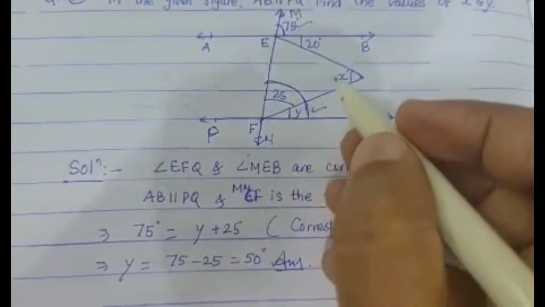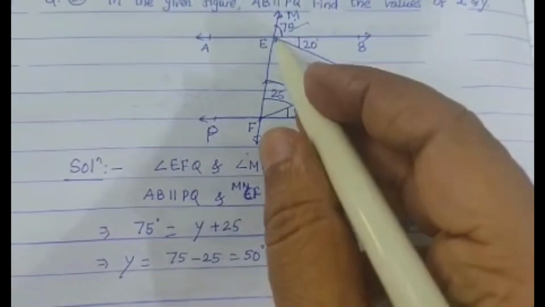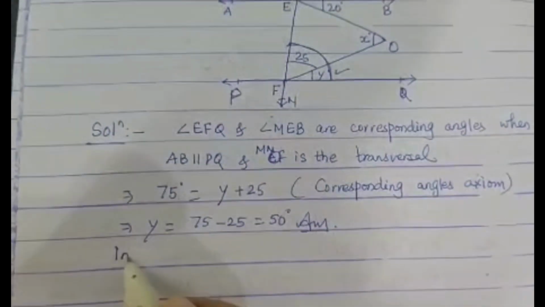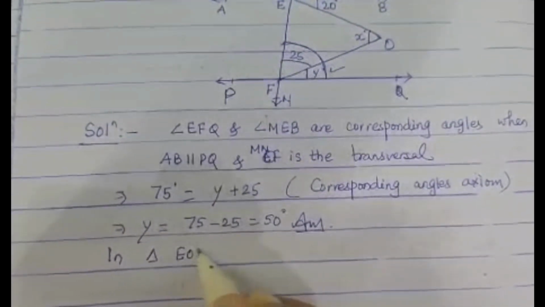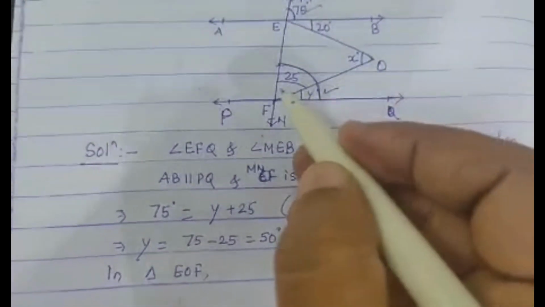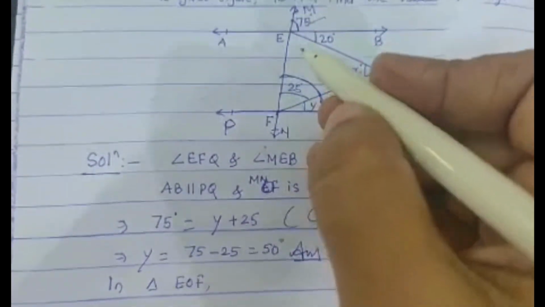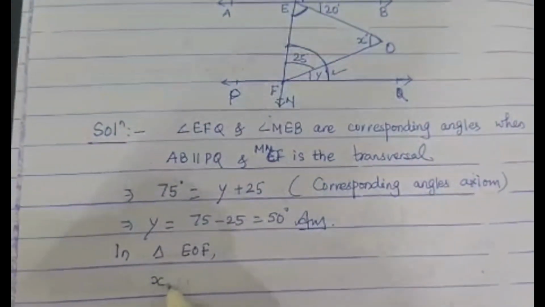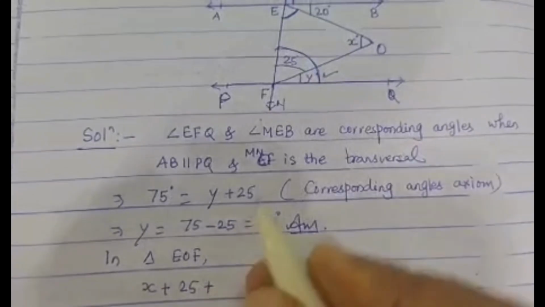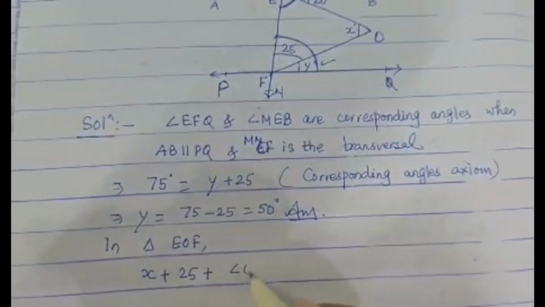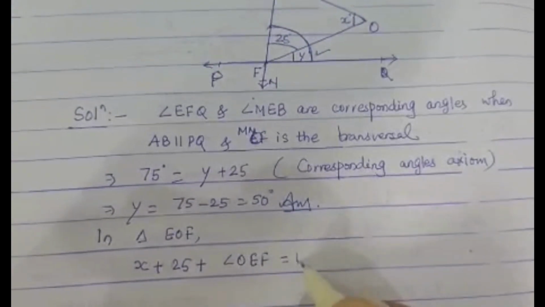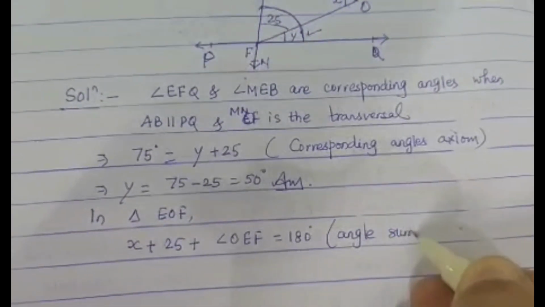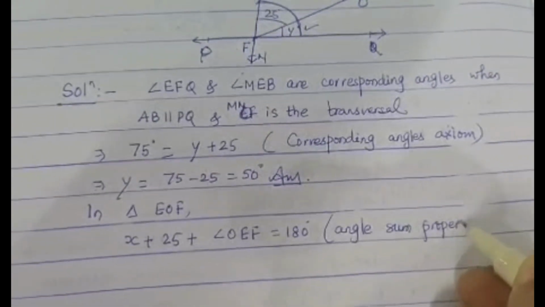Now y equals 50 degrees, we have to find this x. So we will concentrate on this triangle, just name it EOF. So in triangle EOF, x plus 25 plus this angle OEF is equal to 180 degrees, by the angle sum property of a triangle.